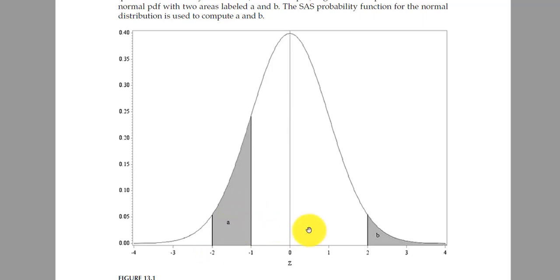While I'm on the picture here, to get B, we need the probability of being in excess of 2. Since this whole area is equal to 1, we subtract the left side area over here. So probnorm will give us the left area or cumulative probability associated with z equals 2, and we subtract that probability from 1 to get the value of B.